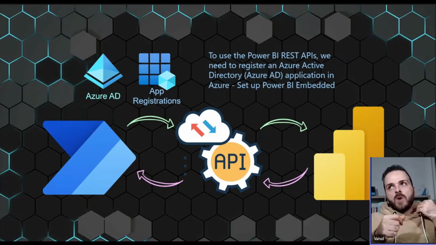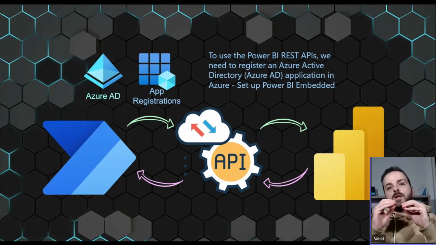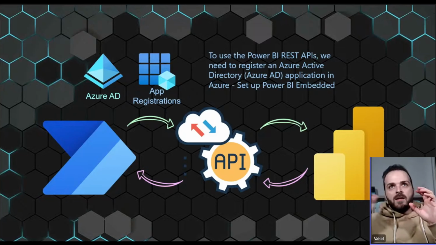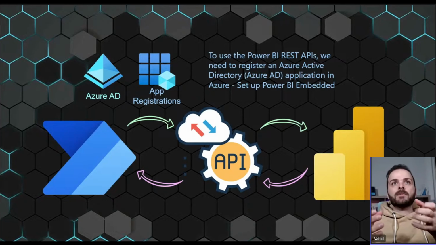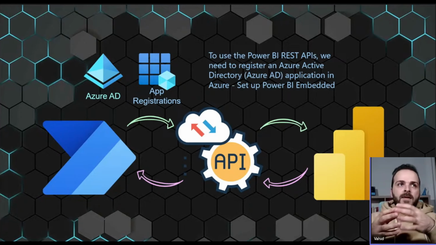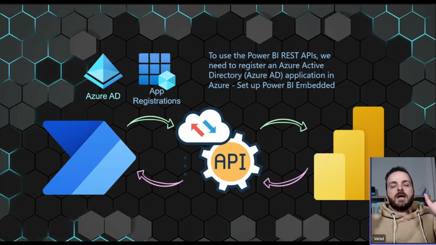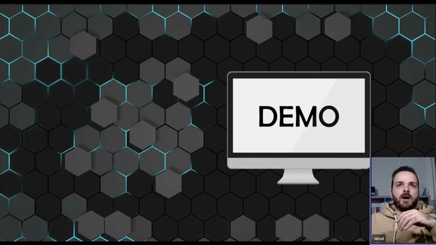So whenever you run that API by using Power Automate, it will use that service principal as a gateway to connect those two to each other. So we first need to create that app, then use that app in Power Automate and Power BI to be able to run the API there.